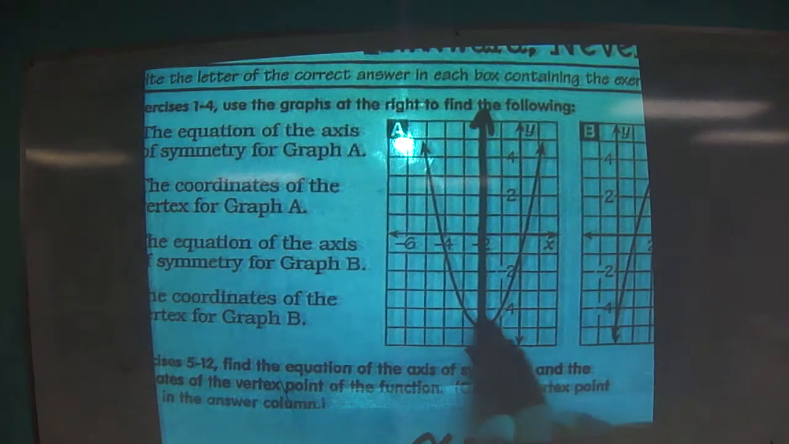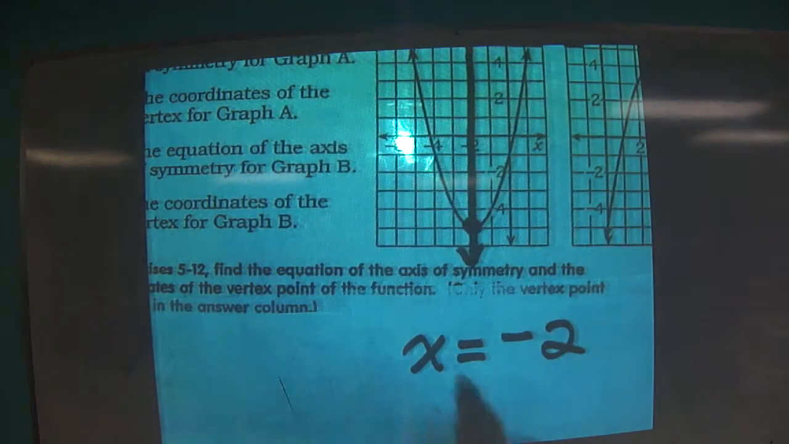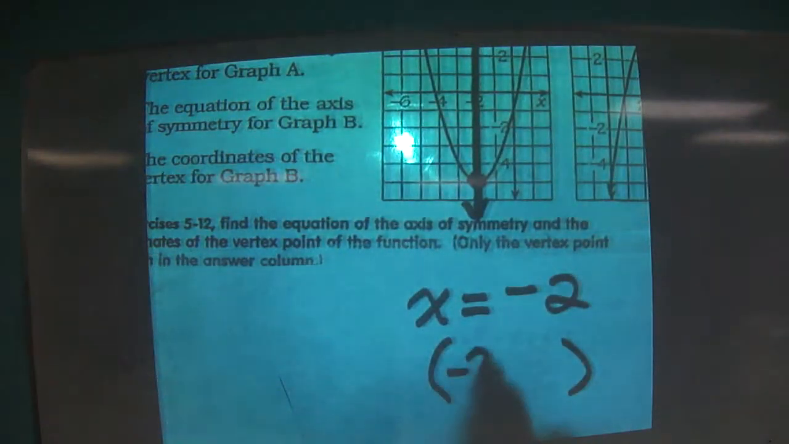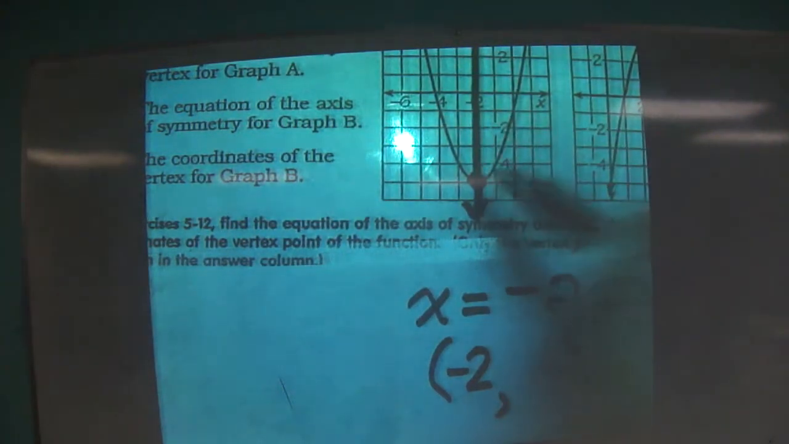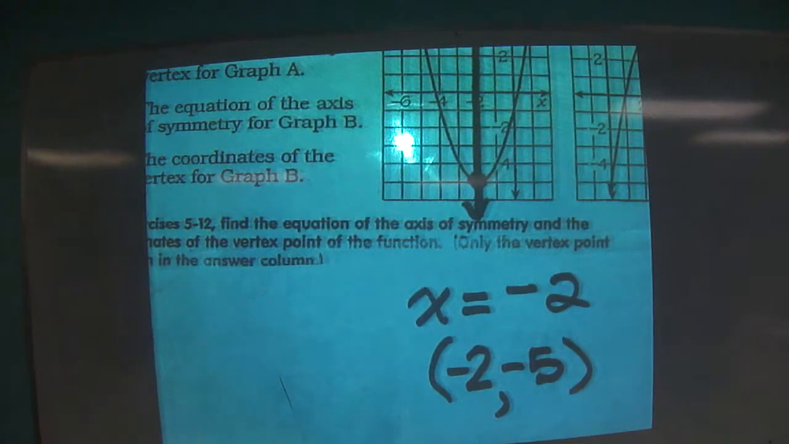So what are the coordinates of this particular point? We already know x, don't we? So the coordinate is going to be one that looks like this. So what's x for that point? Starting at the origin, we're going to go x is -2. What's y? -5. Okay, you see where the points are. That's the vertex point.